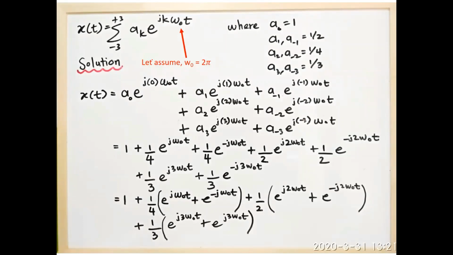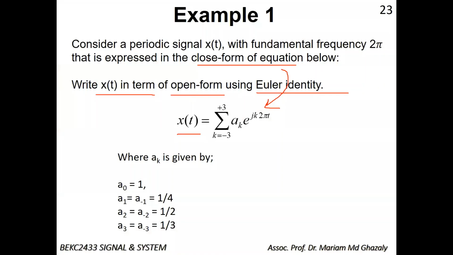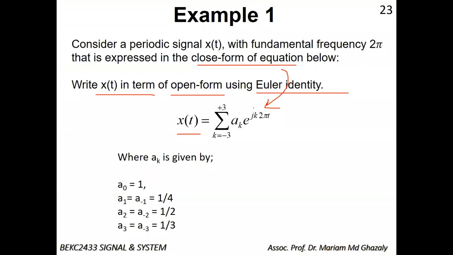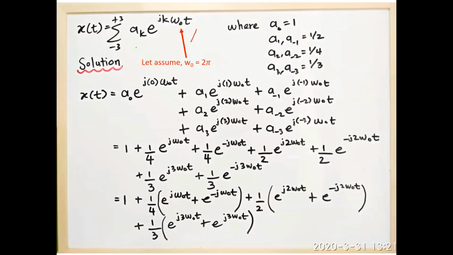To solve this problem, first let's assume omega naught, based on the equation here, is e^(jk2πt). So let's assume 2π is equivalent to omega naught. We can write the equation like this: a_k e^(jkω₀t), where you have all the values for a_0, a_1, a_-1, a_2, a_-2, and a_3, a_-3. To solve this, we use the general equation given in this equation.